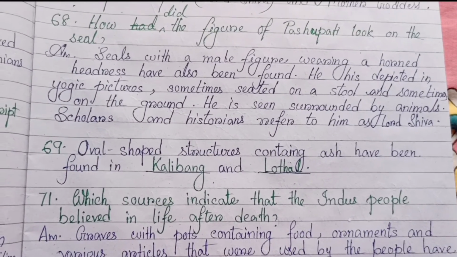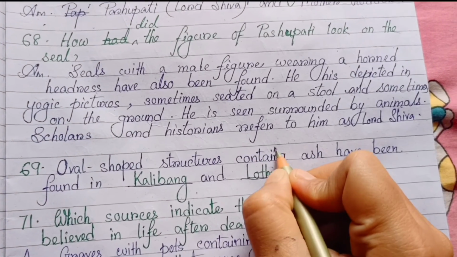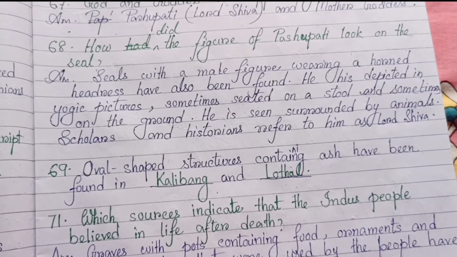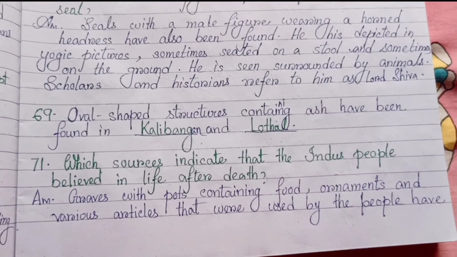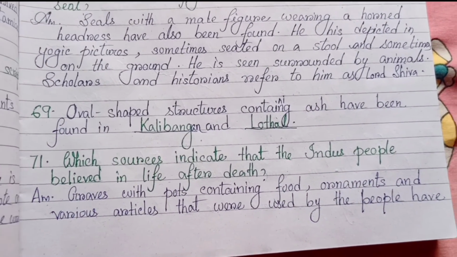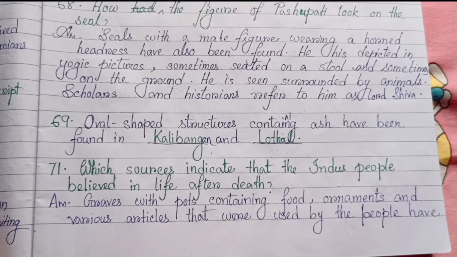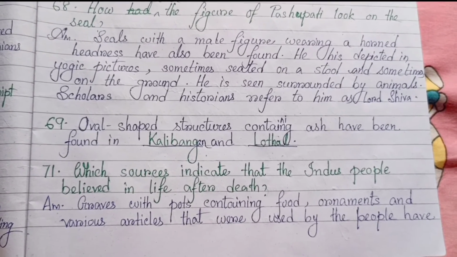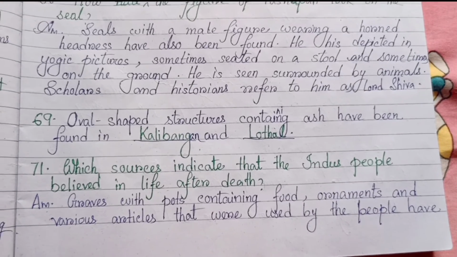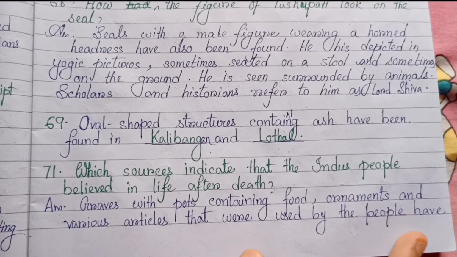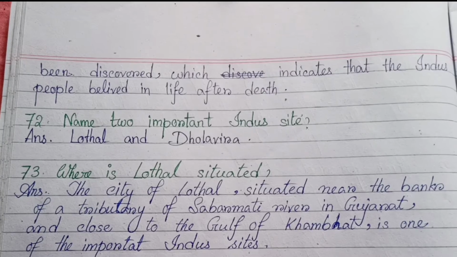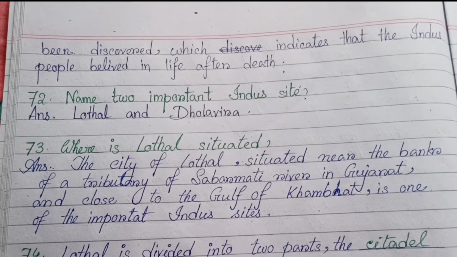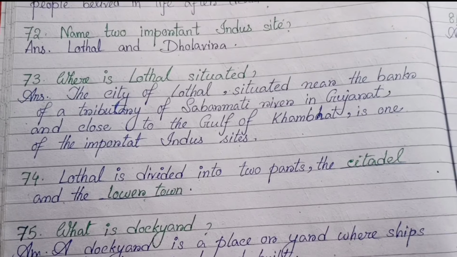Next, oval-shaped structures containing ash have been found in Kalibagan and Lothal. Which sources indicate that the Indus people believed in life after death? Graves with pots containing food, ornaments and various articles that were used by the people have been discovered, which indicates that the Indus people believed in life after death. Name two important Indus sites: Lothal and Dholavira.